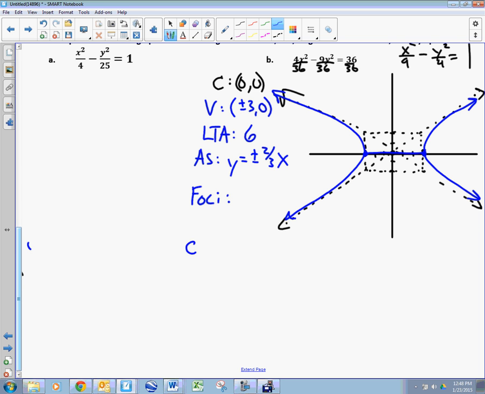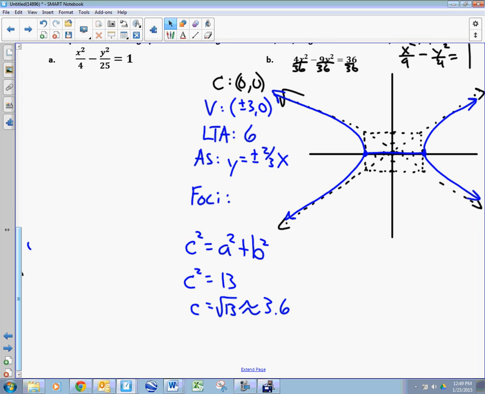Okay. Foci: c squared is equal to a squared plus b squared. If you take a squared plus b squared, what do you get? 13. So therefore, c is equal to the root of 13, which is approximately 3.6. So I'm going to move 3.6 units in the x direction because that's the direction that's stretched. And so my location will be plus or minus the root of 13, 0.